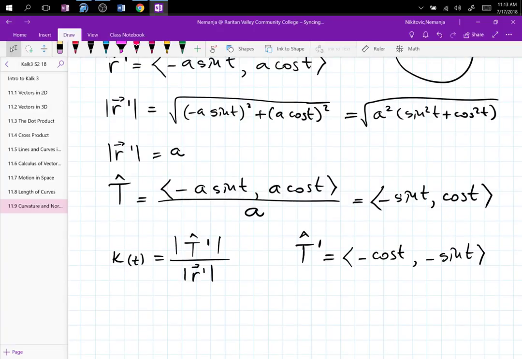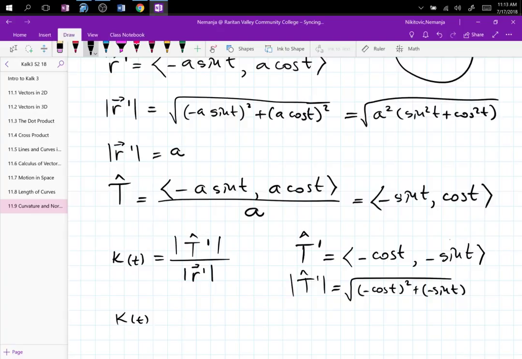So now, to find the curvature, I will have to find the magnitude of T prime, which I hope you all see is 1, right? Negative cosine t squared plus negative sine t squared, and that's 1. So what I have is 1 divided by a, because we calculated r prime already, its magnitude is a. So curvature is 1 over a for the circle.